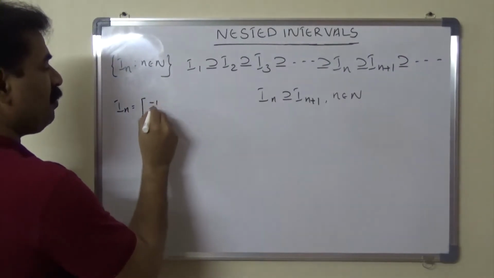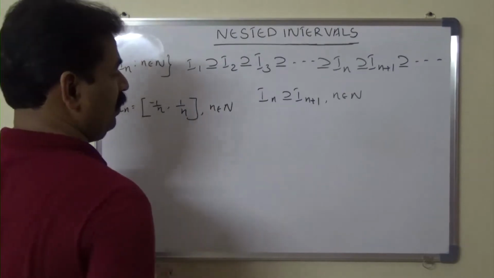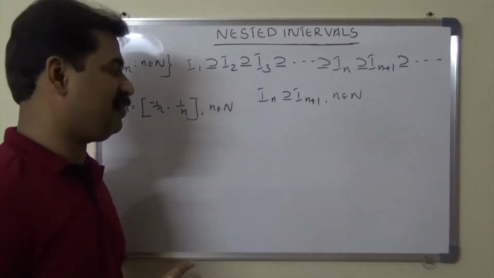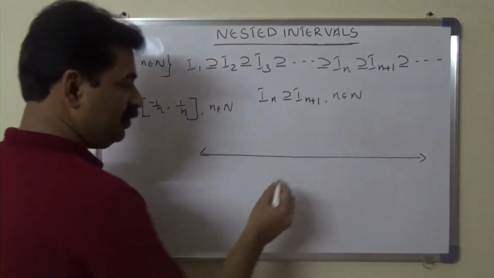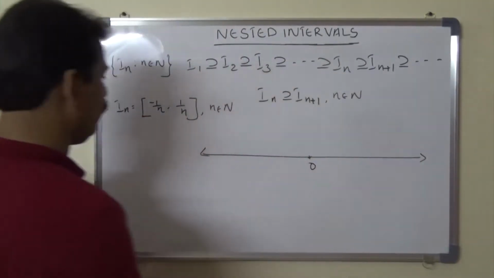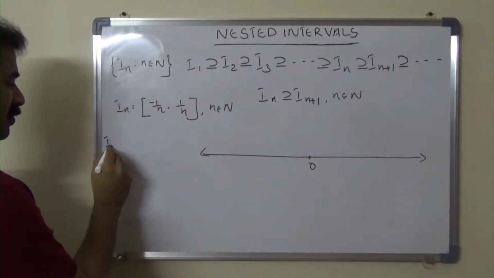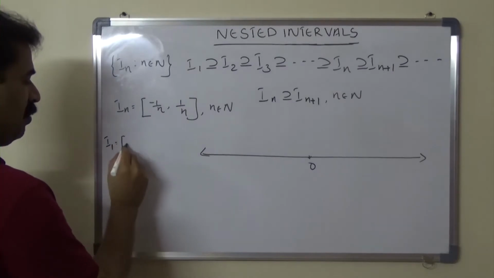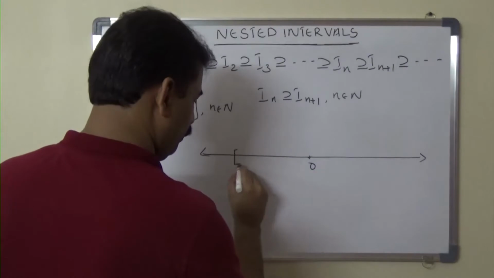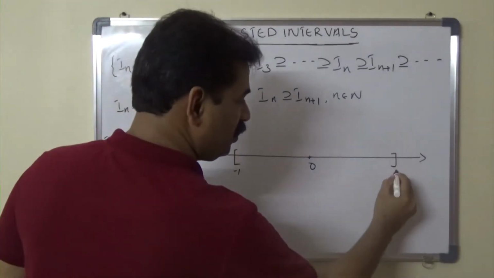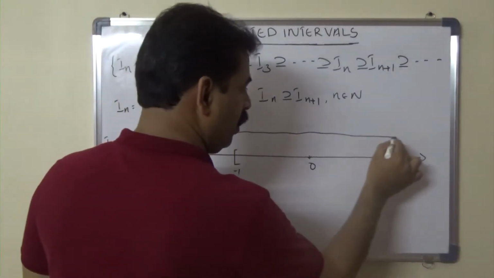For example, I_n equals closed interval minus 1 by n comma 1 by n, where n belongs to capital N, the set of natural numbers. We can draw the real line, minus infinity to plus infinity, center 0. First we put n equals 1, then I1 equals closed interval minus 1 comma 1. So this is I1, closed interval minus 1 to plus 1.